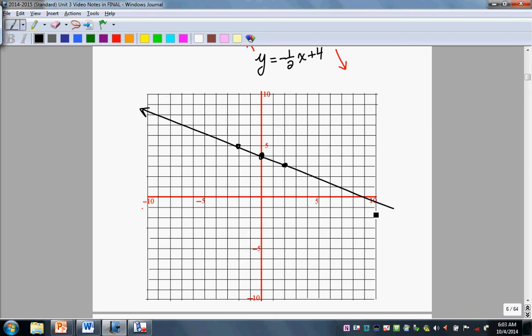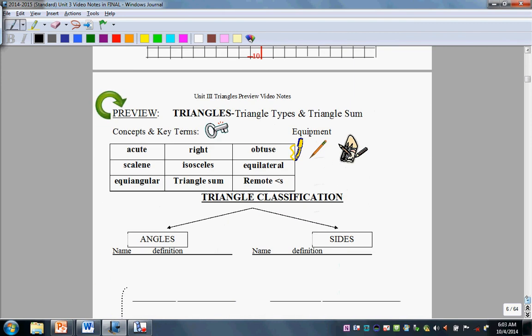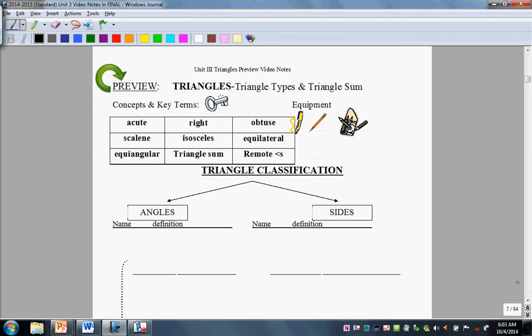Hopefully graphing of lines is getting easier and easier for you. Now we're going to be graduating from lines today into our first shape. We're going to start talking about triangles, the most basic and most important of shapes in all of geometry. By the time you're done with today's lesson, you should be familiar with all of these terms: acute, right, and obtuse triangles, scalene, isosceles, and equilateral triangles, equiangular, the concept of triangle sum, and remote angles.